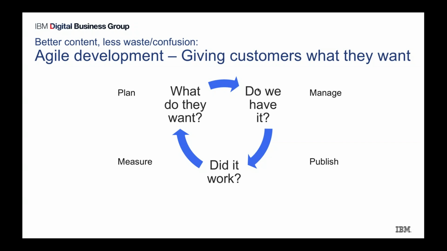And the faster you can complete this cycle, and the faster you can get that feedback, the more agile you can be, and the more quickly you can respond to your actual audience needs and refine your models, refine your measurements, refine your plans. So this is all in the service of those first two goals: better content and less waste and confusion.